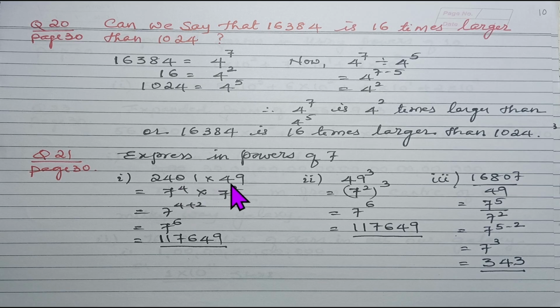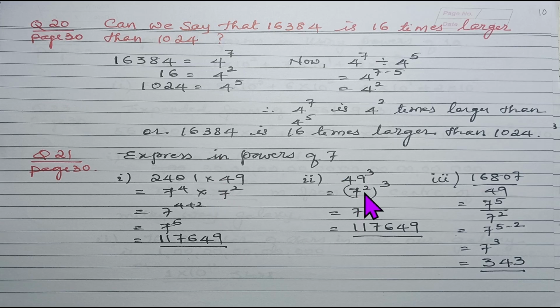Now express in powers of 7. Now 2401 into 49, 2401 is 7 raised to 4, 49 is 7 raised to 2, then base is same, adding the powers it becomes 4 plus 2, that is 7 raised to 6, and 7 raised to 6 is 1,17,649 is the answer. And these values can be had from the textbook where a vertical chart is given.